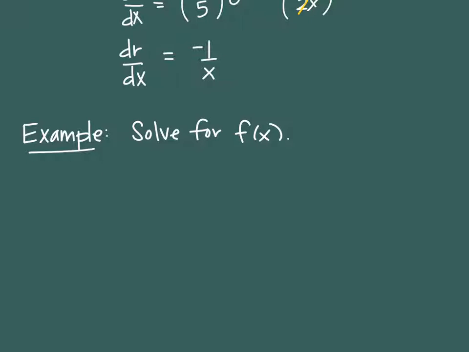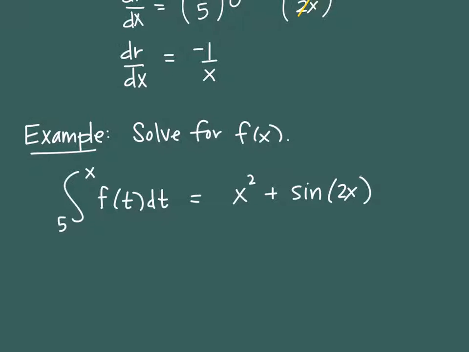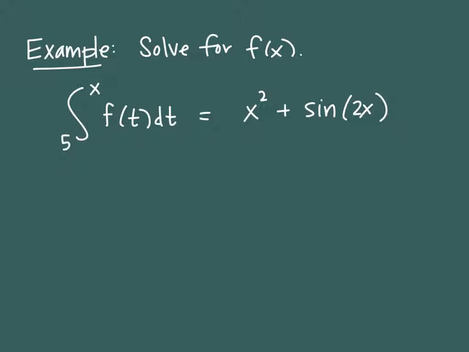Here's your question. If the integral goes from 5 to x of f of t dt is equal to x squared plus sine 2x, and the directions are solve for f. Well, where is f right now? On what side? Where do you see it? On the left side. What else is on the left side besides f? An integral. So in order for me to solve for f, I have to get rid of the integral.